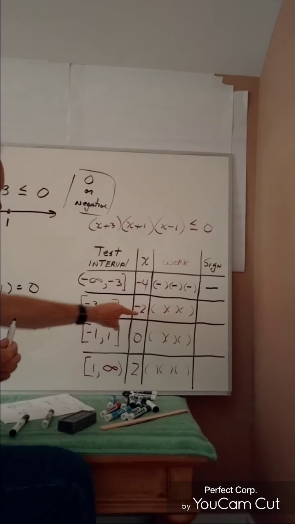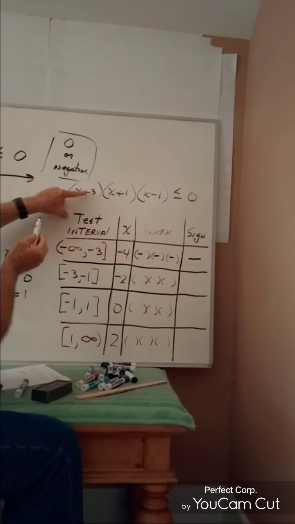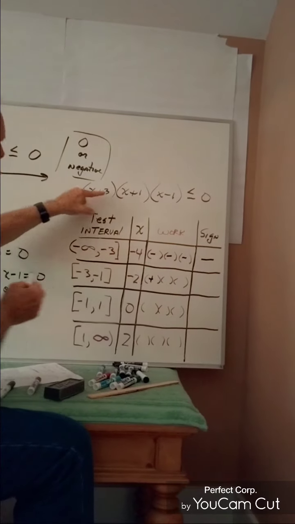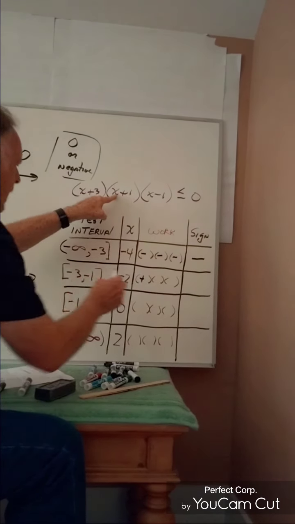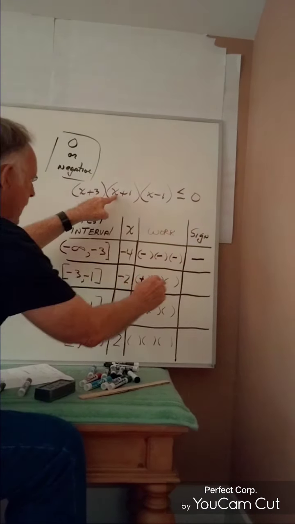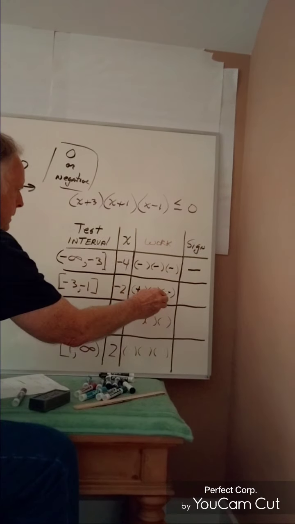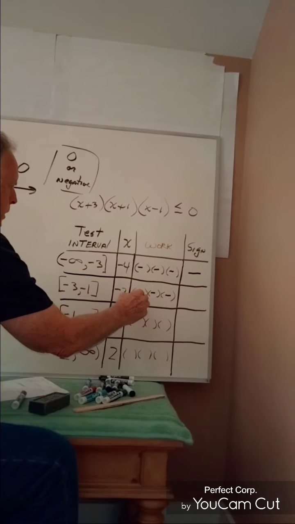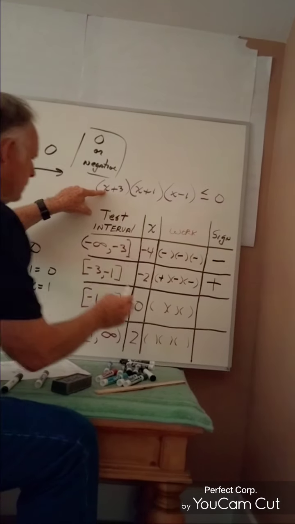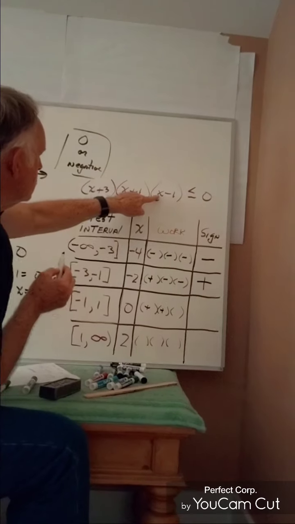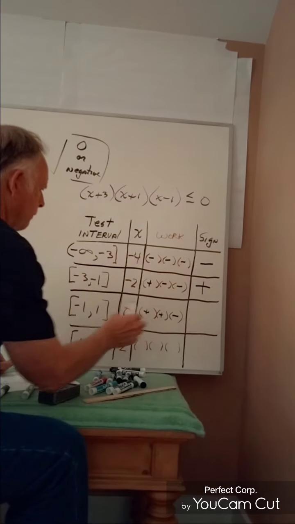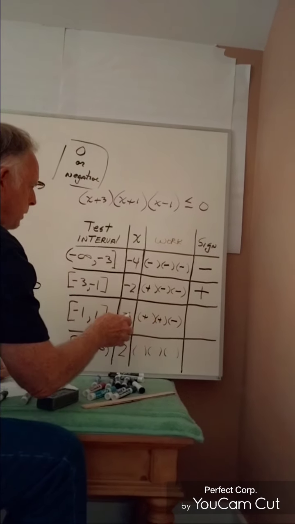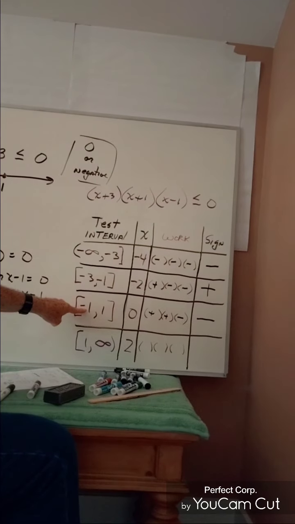Let's go to this interval, -2. -2 plus 3, that's positive. -2 plus 1, that's negative. -2 coupled with another -1, that's negative. Negative times negative is positive, and positive times positive is positive. That one's positive. That interval is not part of our solution set. Let's go to the third interval, 0. 0 plus 3, that's positive. 0 plus 1, that's positive. 0 minus 1, that's negative. Positive times positive is positive. Positive times negative, negative. This interval is going to be part of our solution set.